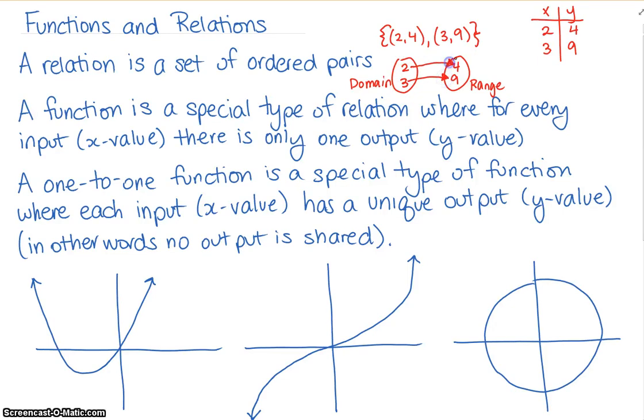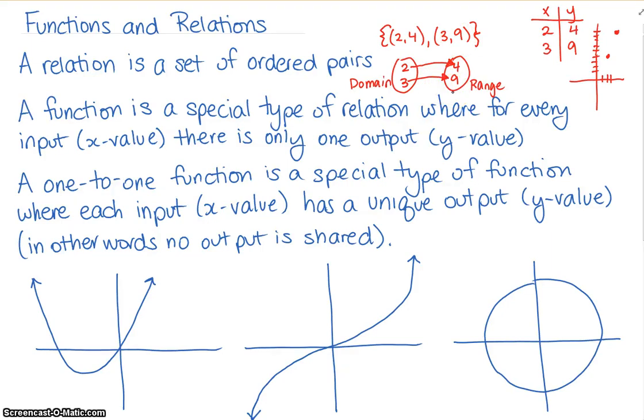That's how they're related. And of course another way of doing it is graphing it by finding 2 and 4 and 3 and 9. So that would be graphing, table of values, set notation, and mapping notation. All of that can be used for a relation.